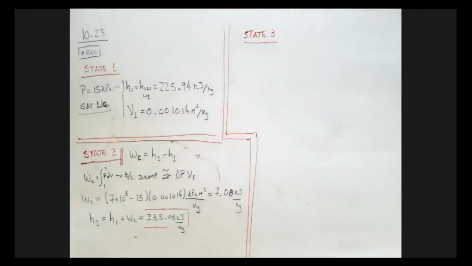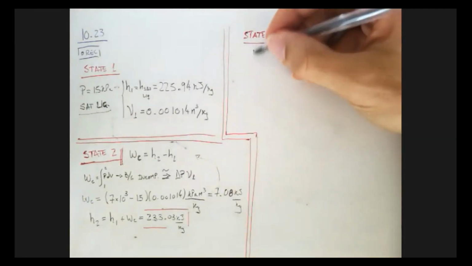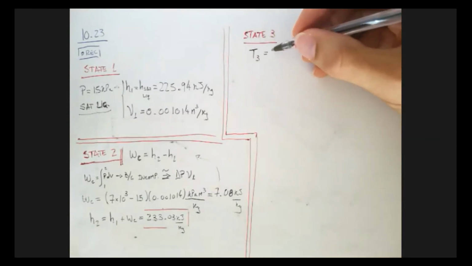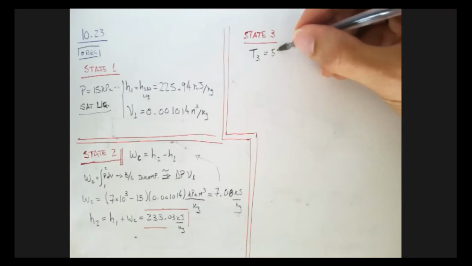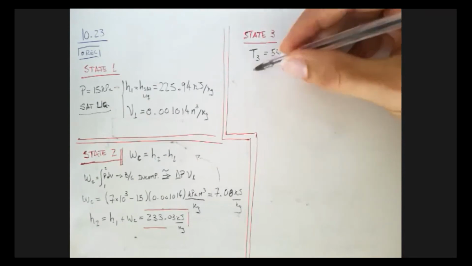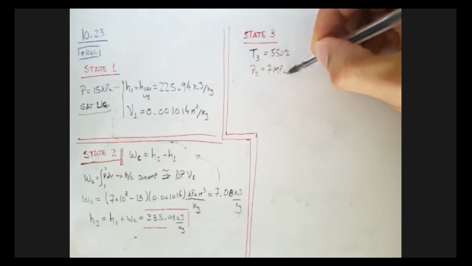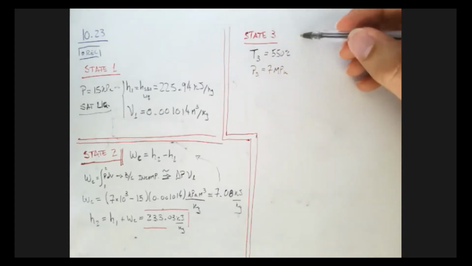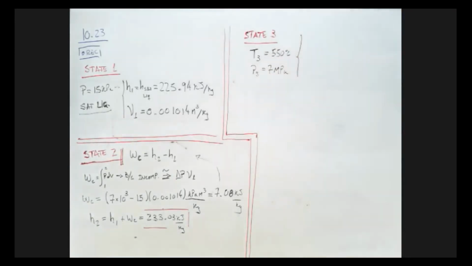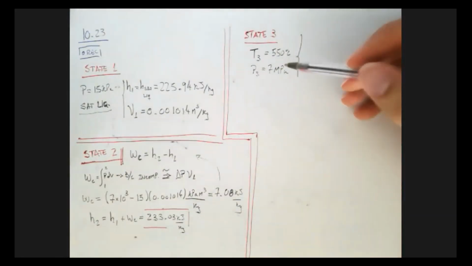State 3. What do we know about state 3? We know the temperature, 550 Celsius. We know the pressure, 7 megapascals. And we have this state completely defined, since we have two properties for it already. If you recall, I don't think we need to do this, since we did it a lot of times already.